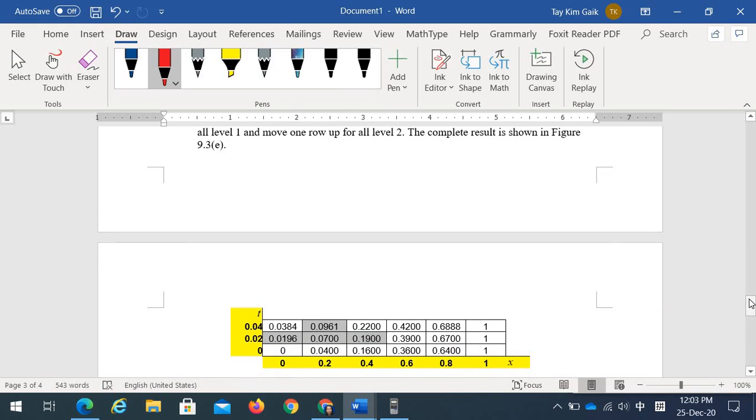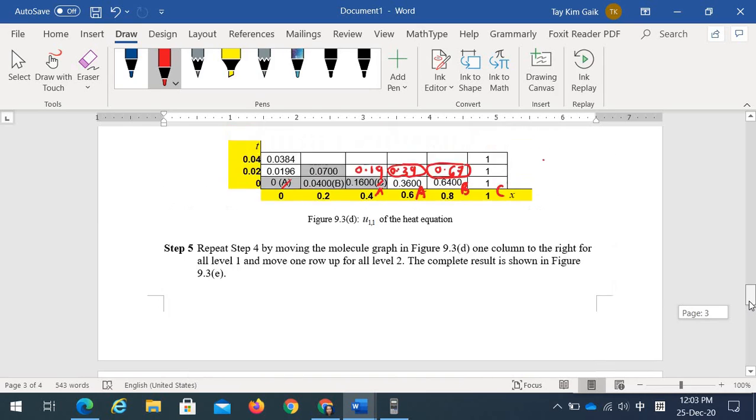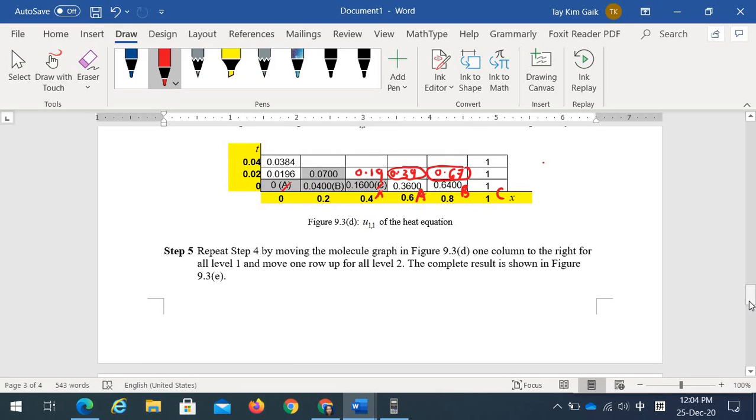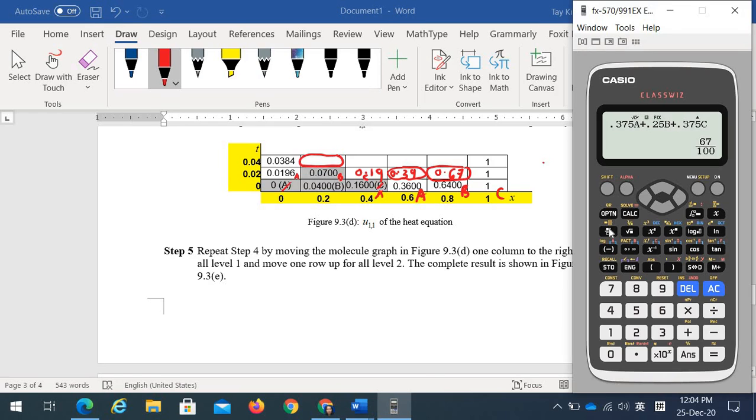This is the first level. This is level 0, level 1, level 2. So you completed level 1. To get level 2, now you target again. When you target here, this is A, this is B, this is C. Calculate again. Now A is 0.0196. Also target here. This is level 2.